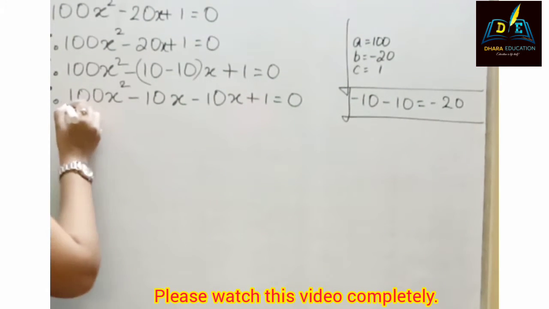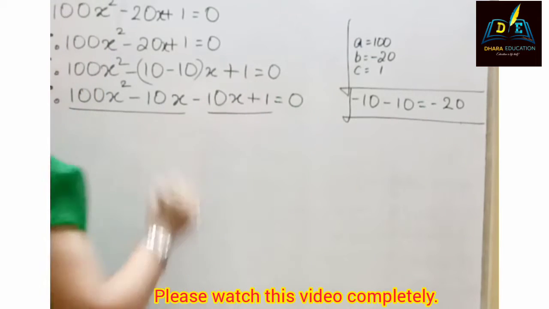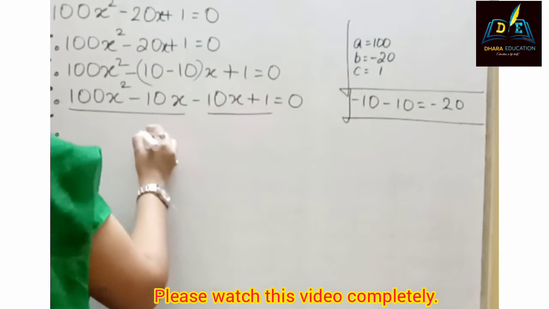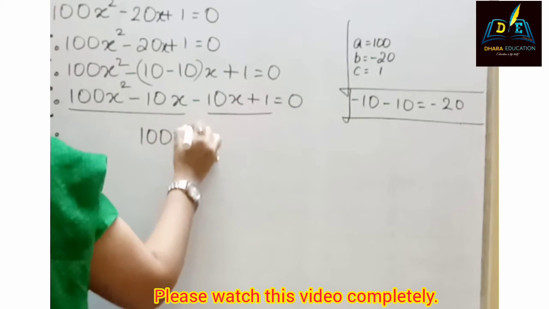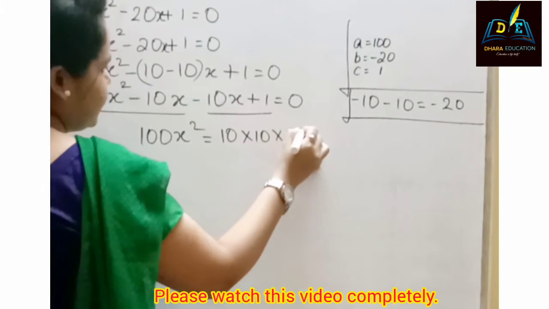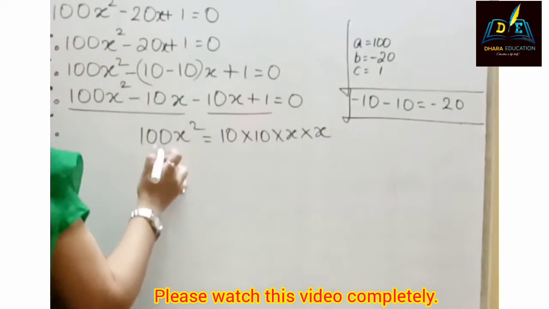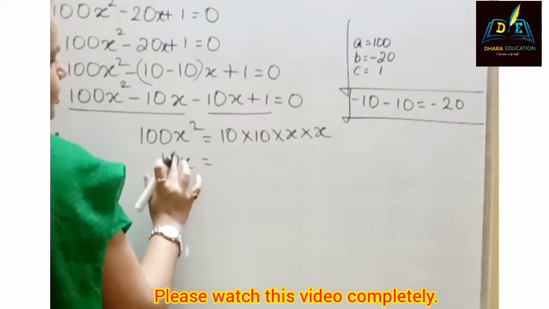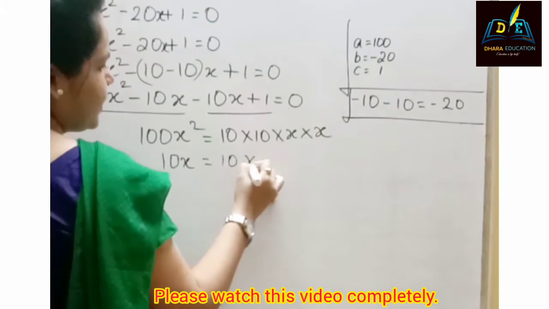Now students, we will make it pair, correct? Now after making it pair, we need to find out what? Common, correct? So here we will start by taking out the common. That is 10 multiplied by 10 multiplied by x multiplied by x. And here 10x is there, right? 10x is there, okay? So 10 multiplied by x.